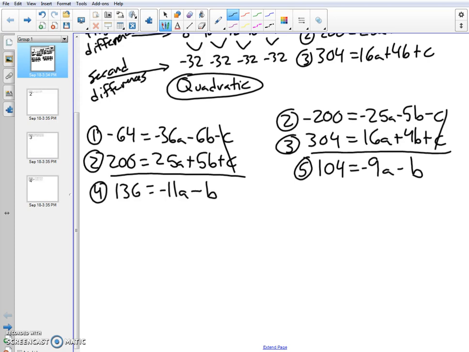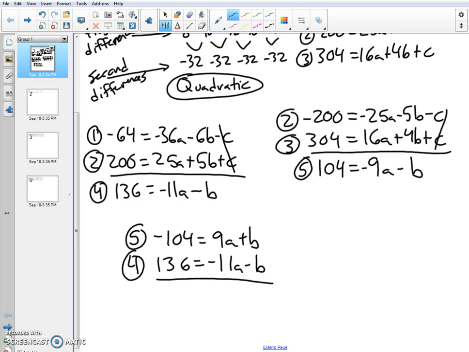Next step here, then I have equation 4 and 5, and I want to eliminate a variable. So it's very close to being able to eliminate b without doing anything, but we just have to make one of those b's positive. So I'm going to take equation number 5 and multiply everything by negative 1. So negative 104 equals 9a plus b. And then equation number 4, just leave it as is.